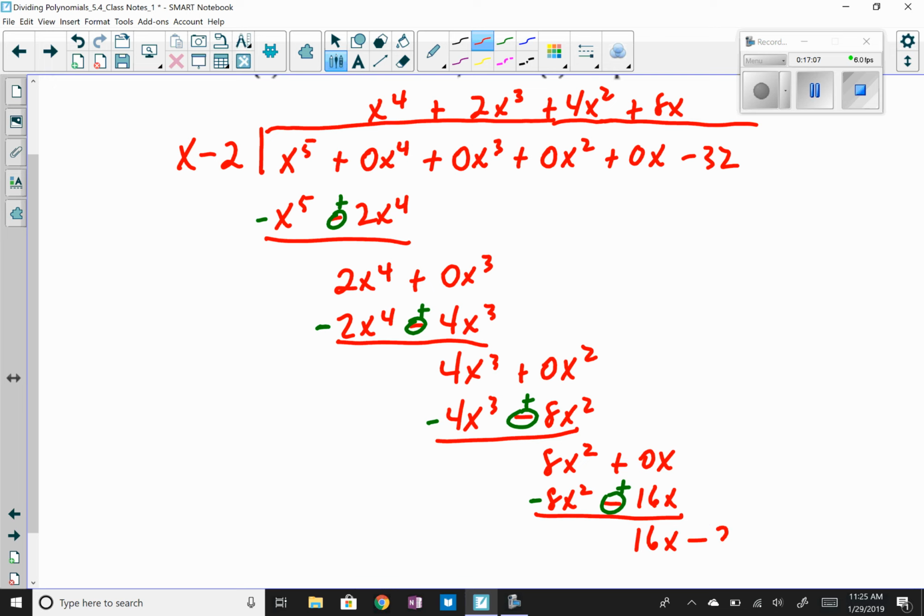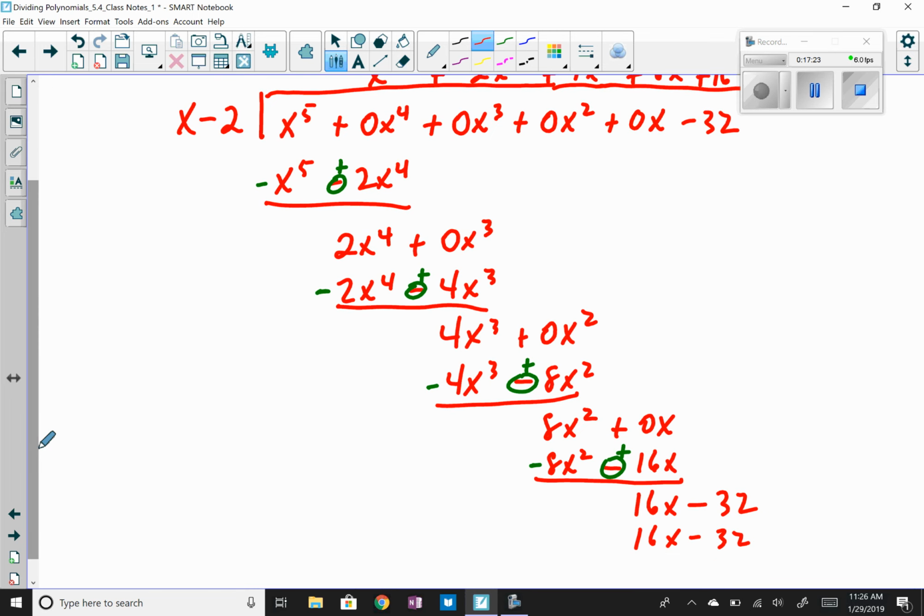Ready to bring down the negative 32. Okay, need something to multiply to x to give me 16x. That'll be a positive 16. Multiply that to x minus 2. I get 16x minus 32. Change the signs. Everything eliminates, so I have a 0 remainder. Okay, colors don't want to cooperate. 0 remainder. There we go.